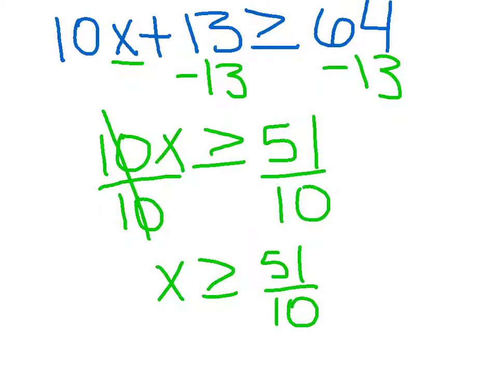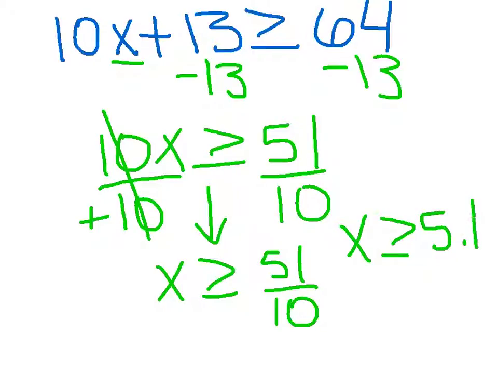Now remember, since we divided by a positive number, our greater than or equal to sign will not change. To simplify this a little more, x is going to have to be greater than or equal to 5.1. So this answer tells us that Christopher will need at least 5.1 months to master his piano songs.